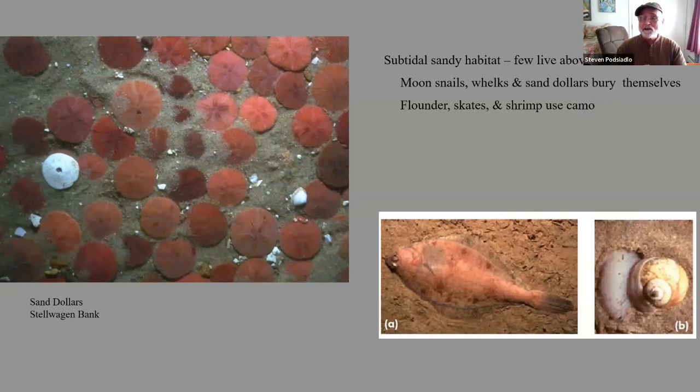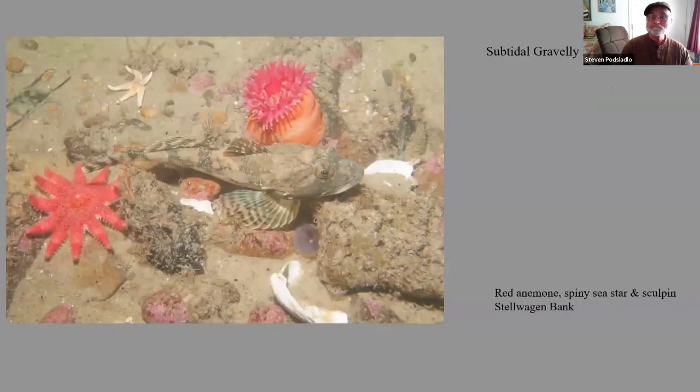Flounder, skates, and shrimp use camouflage when they're on the seabed. If you look at the flounder here, you can see it pretty much matches the somewhat muddy bottom that it's on. In some cases, you look at the camouflage and it looks almost perfect in terms of how it blends in. You have subtidal gravelly bottoms.